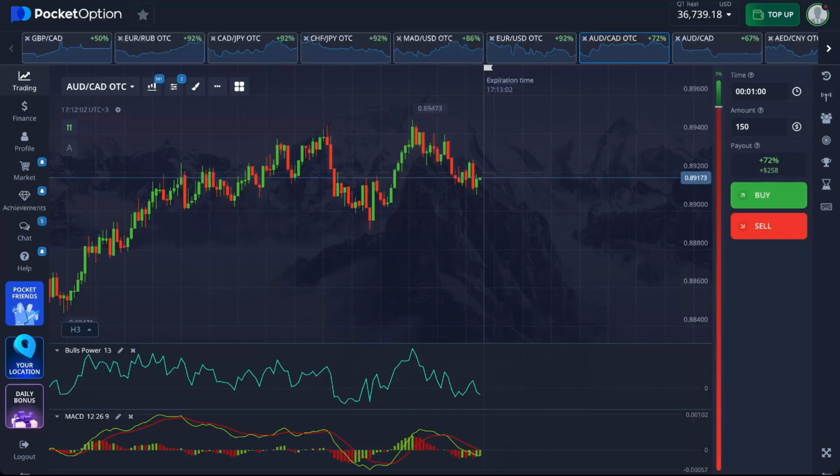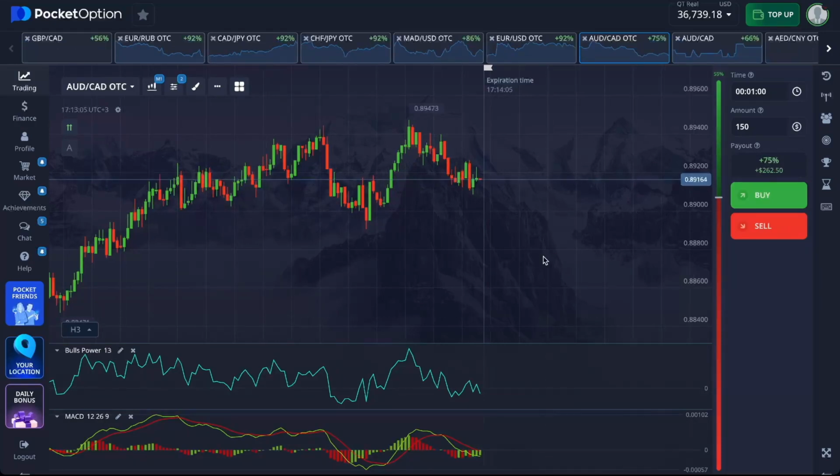There's also a histogram here, which shows us how strong the momentum is. Overall, the indicator is excellent. MACD is fundamental, very old, and I really like it. And of course, in skilled hands, it can work wonders. So, let's now move directly to trading and see how to use them in practice.